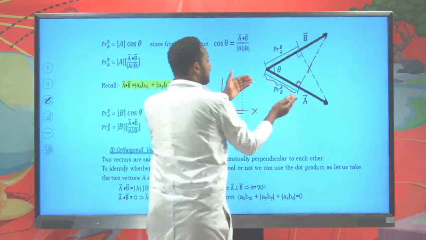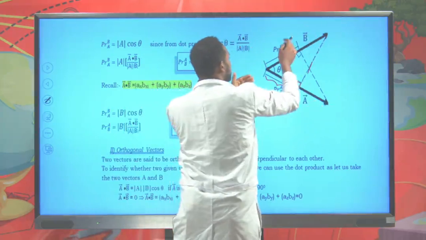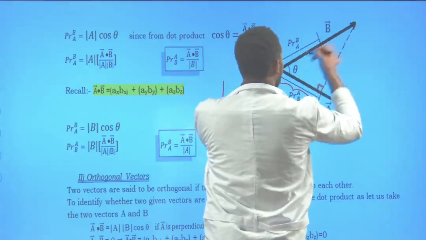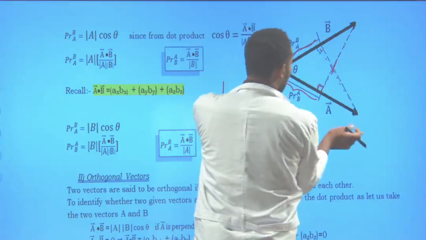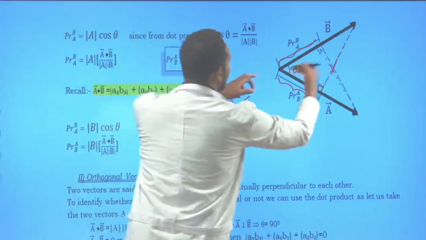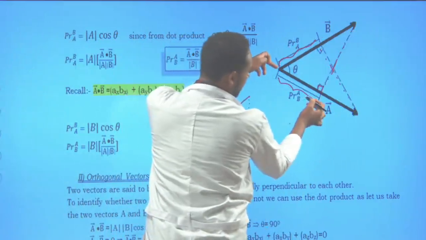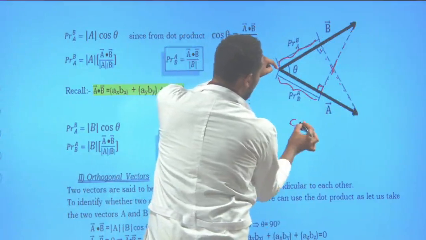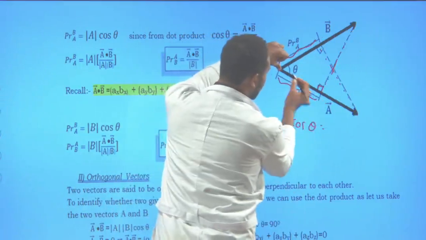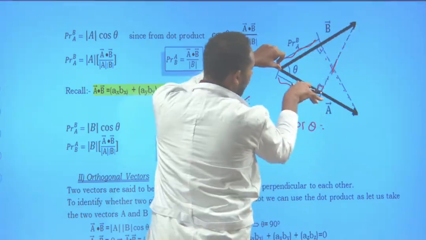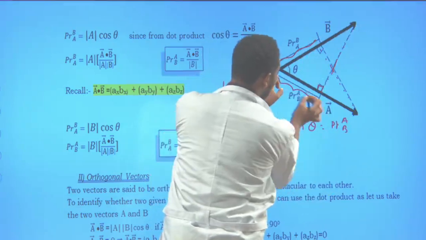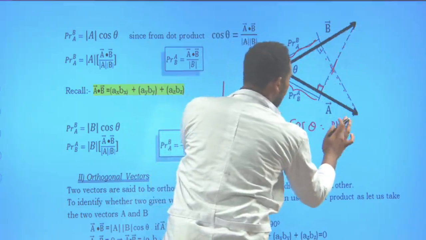It's also possible to find the projection of a onto b. That means if you drop a perpendicular to the vector b, you can find this to be the projection of vector a onto b. Therefore, how do we determine the projection of vector b onto a? Okay, for the distance from this to this, it's possible to use cosine of theta. The distance from this to this is the projection of b onto a.